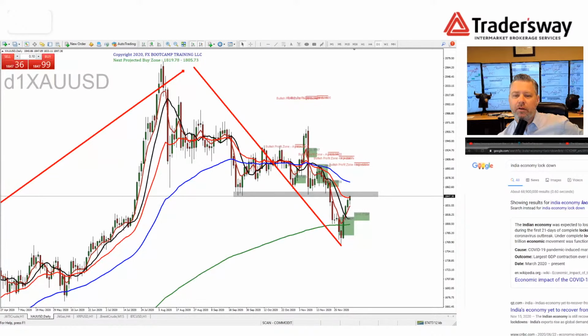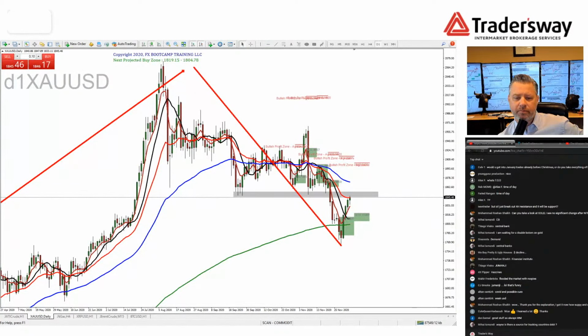During the complete lockdown, which was the 21 days of March, less than 25% of India's $3 trillion economic movement was functional. Wow. Did they reopen the economy yet?